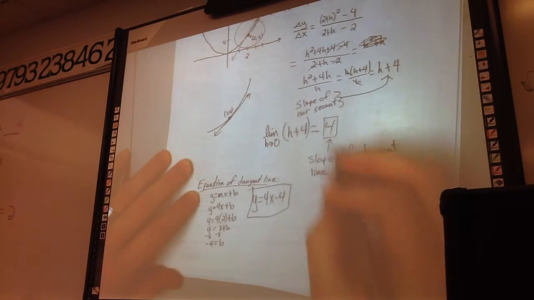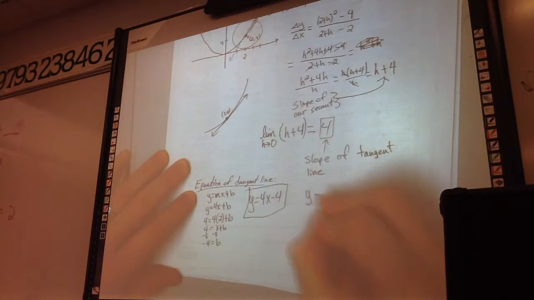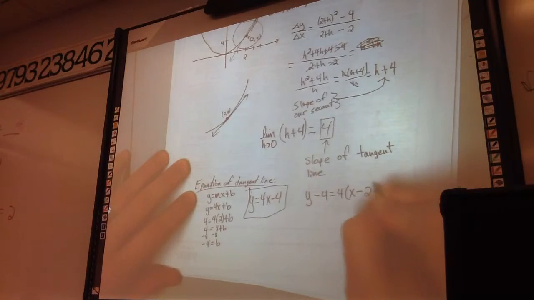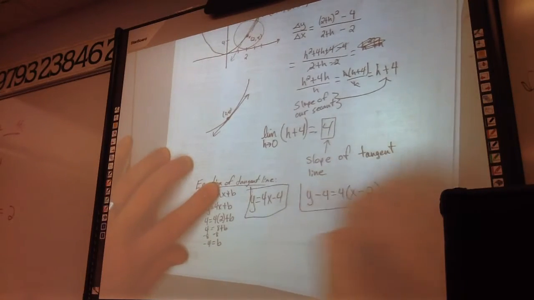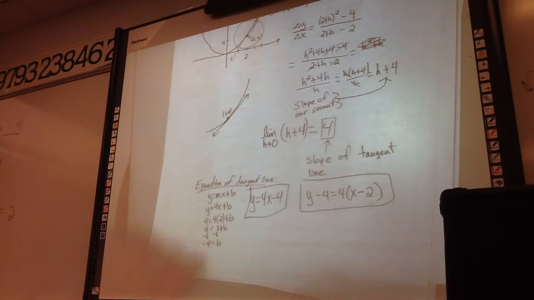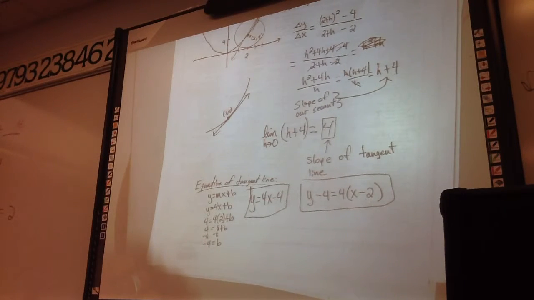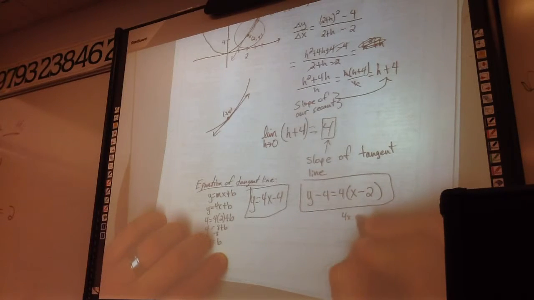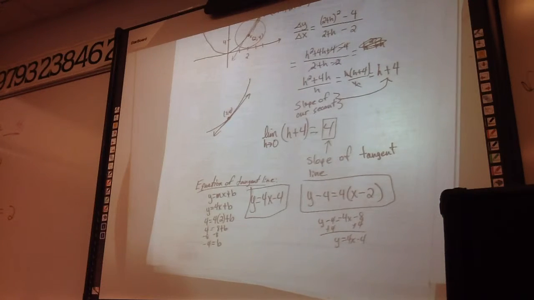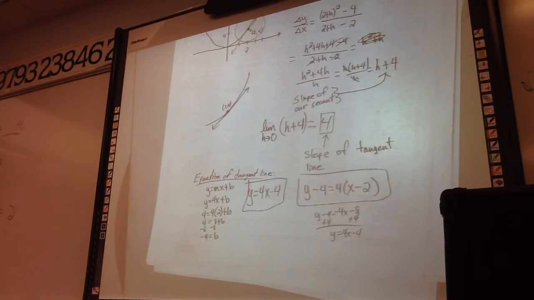Easier would have just been point slope form: y minus y1 equals slope times x minus x1. That's also a perfectly acceptable answer, though I like the other one. You could simplify that down to this, right? Distributive property, add 4, and what do we get? Same thing. That's point slope form, that's slope intercept form. So there's the equation of our tangent line.